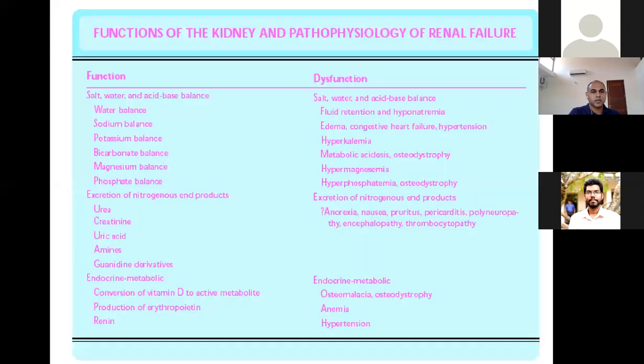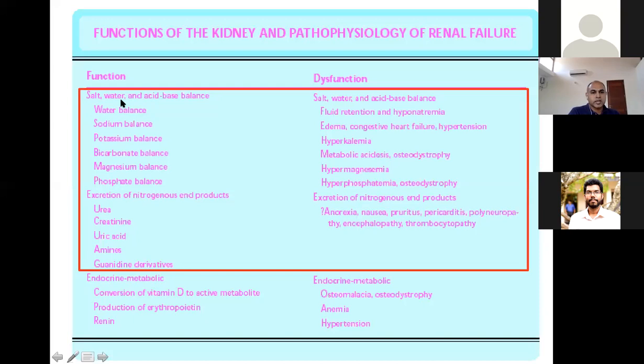So this slide gives you various functions of the kidney, and what you need to understand is that renal replacement therapy or dialysis only replaces two components of these kidney functions. The kidney is involved with salt and water and acid-base balance. When that component is deranged, it is treated with dialysis. Also, dialysis helps to remove nitrogen end products like urea, creatinine, uric acid, and those substances.